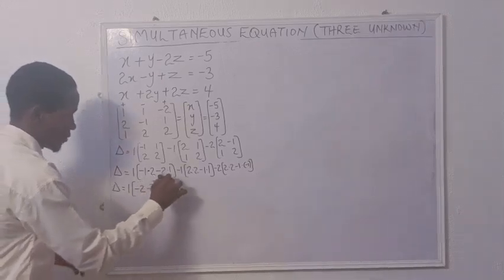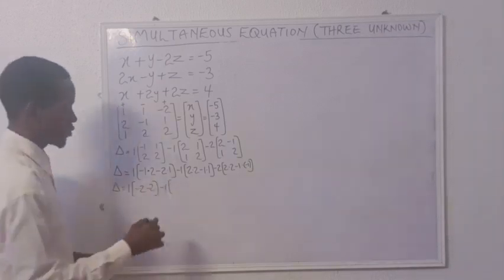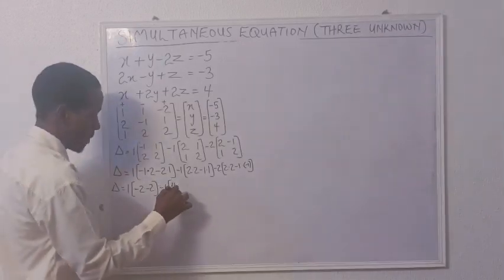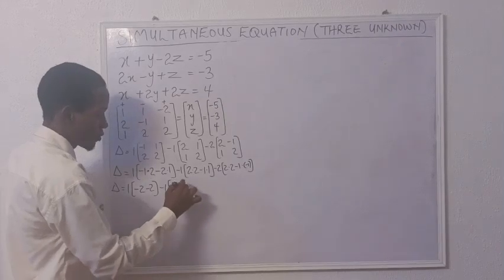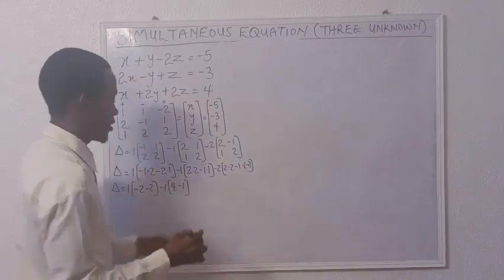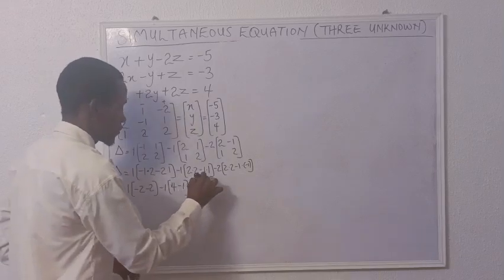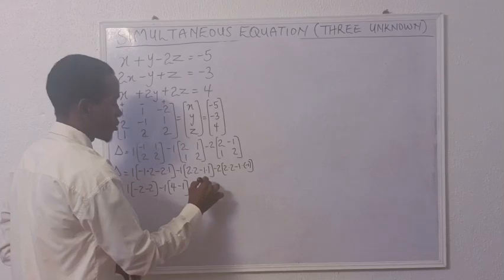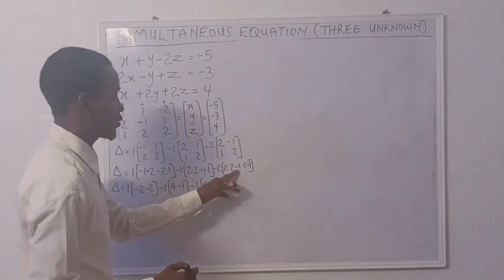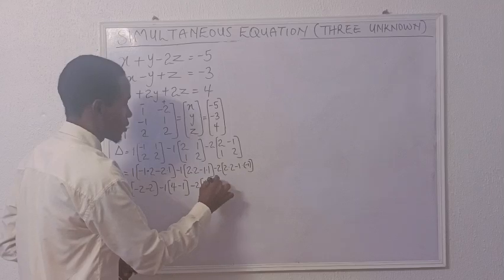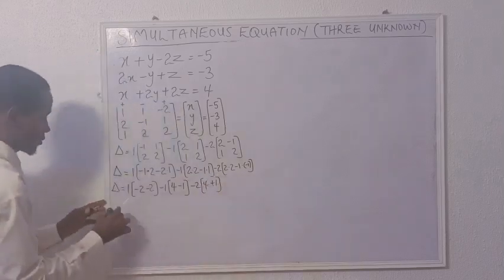I consider minus 1. 2 times 2 is going to be what? 4. Minus 1 times 1 is going to be 1. The next one, minus 2. 2 times 2 is going to give what? A 4. Minus 1 times minus 1 is going to give me a plus 1.